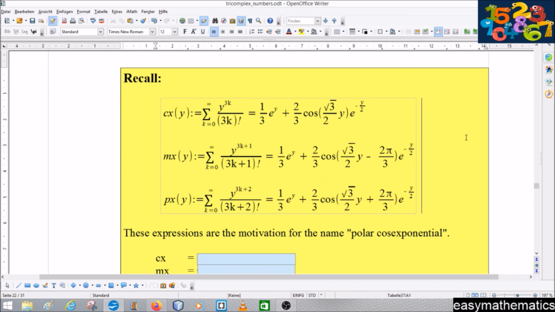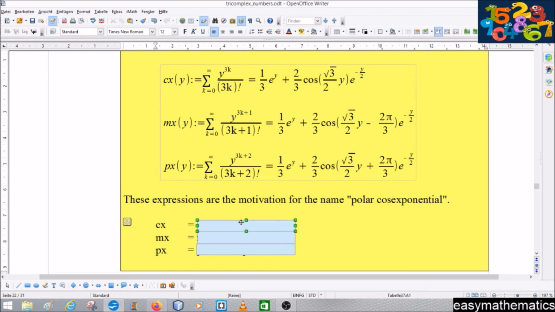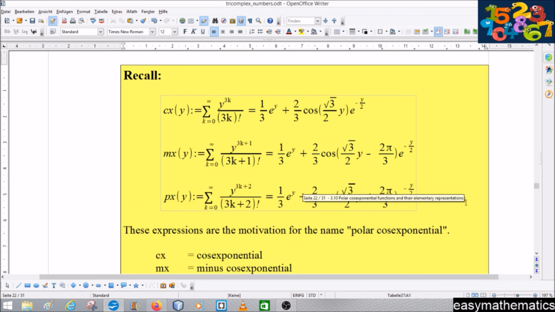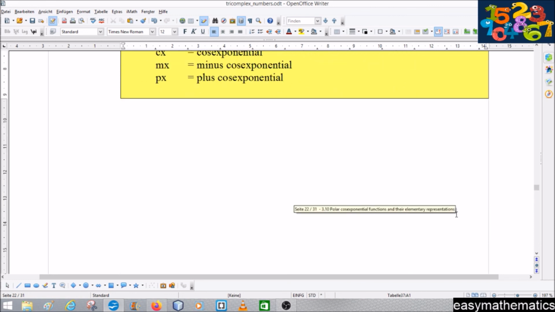And now we see why they are called cos-exponential, because we have an exponential and a cosine here. This reminds of the c, so cos-exponential. Then the m, because here the cosine is the same but with a minus shift, this is the minus cos-exponential, and here similarly with a plus, this is the plus cos-exponential. And this is why these names are meaningful. So we have cleared this also.